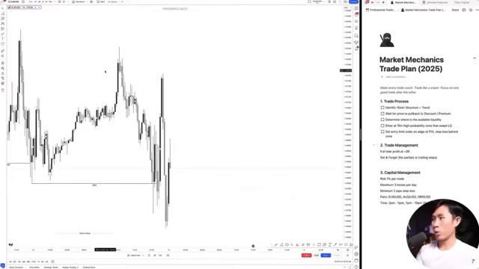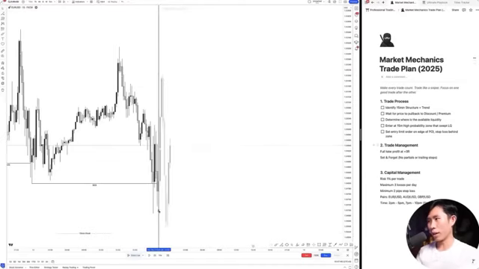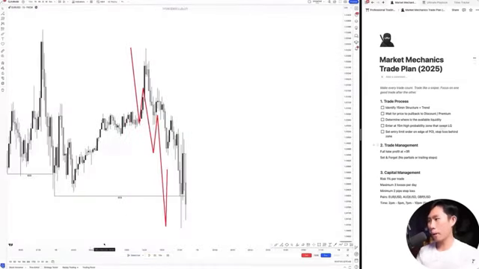Okay, so you can see right here, this one was a very sharp one. This one was a very, very fast one. If you were too slow, you would have missed it. All right, so let's just go back a little bit right here and see what exactly happened.